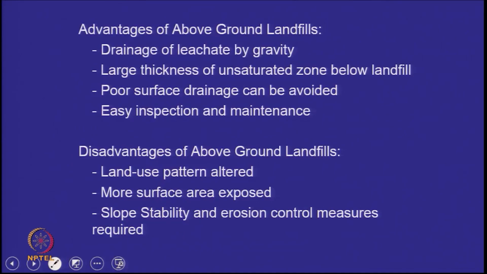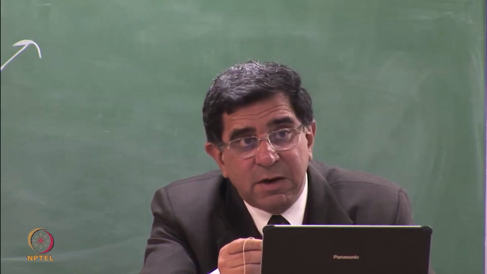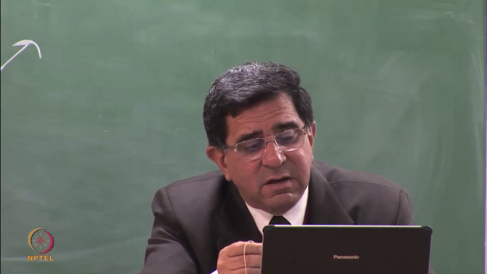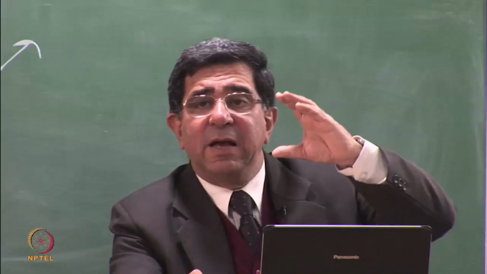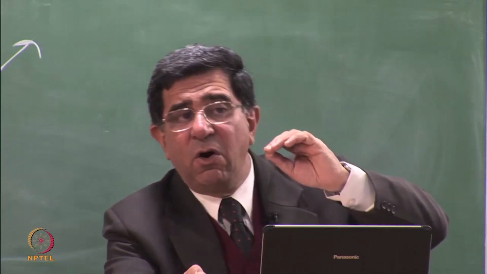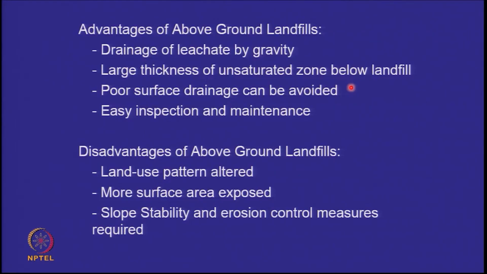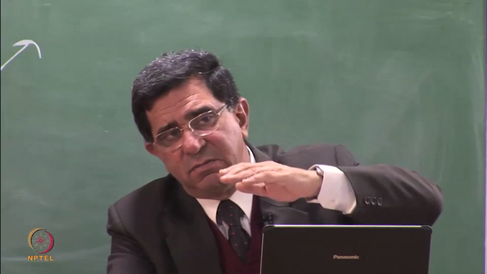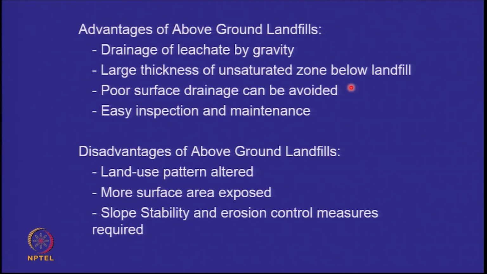Above ground landfills have the following advantages. Leachate will come out by gravity, like it goes off your bathroom floor. You don't need to put on a pump. Leachate, that's a big advantage. And there's a large thickness of unsaturated zone beneath the landfill. That means it has a lot of holding capacity, right? And therefore you are well away from the water table. Poor surface drainage can be avoided. You are higher than the ground, you can make a convex shape, there is no issue in it. And all the surfaces can be inspected except the bottom.